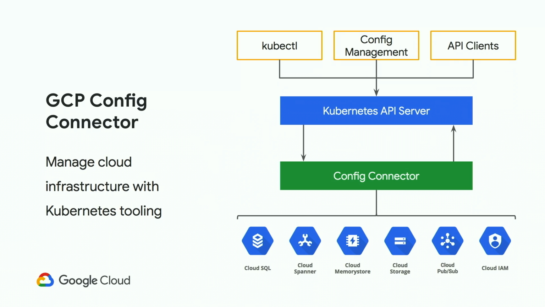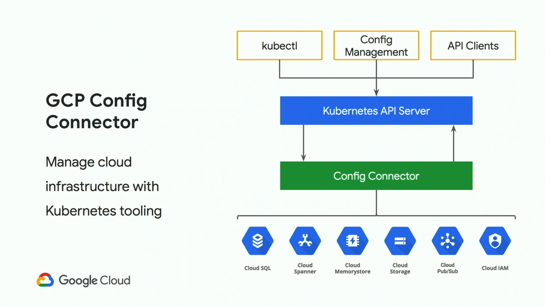We have now made available a new product, GCP Config Connector, and this allows you to manage your cloud infrastructure in a Kubernetes native way. And since it is Kubernetes native, integrations like Anthos Config Management just work with it.